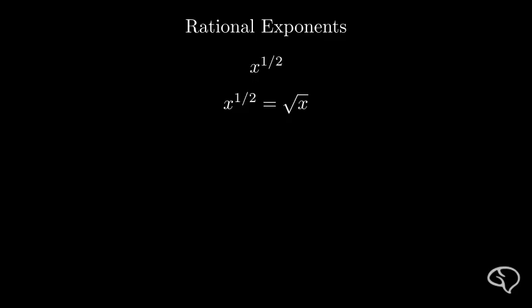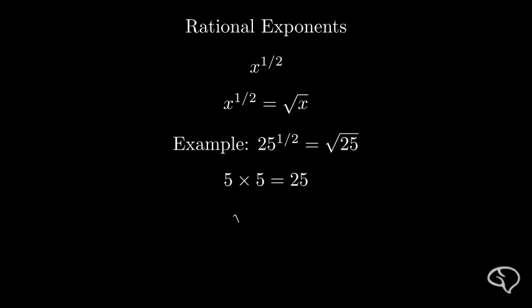Let's look at an example. What is 25 to the power of 1/2? Using our rule, this is the same as the square root of 25. The square root of a number is the value that, when multiplied by itself, gives you the original number. In other words, we're looking for a number that, when squared, equals 25. Since 5 times 5 is 25, the square root of 25 is 5. So 25 to the power of 1/2 is 5. This connection between fractional exponents and roots is a fundamental concept in algebra. It shows that roots are just a special type of exponent.